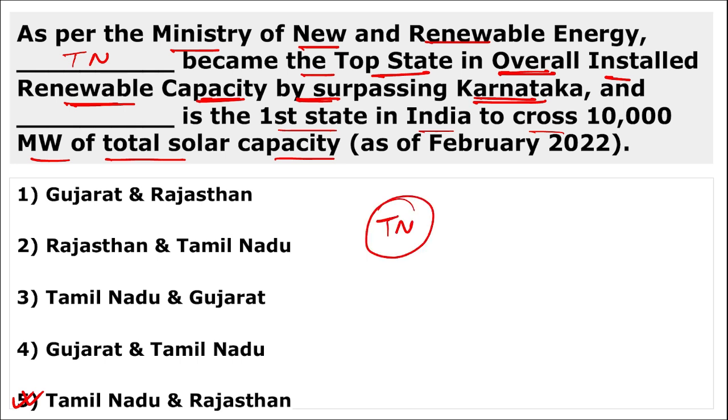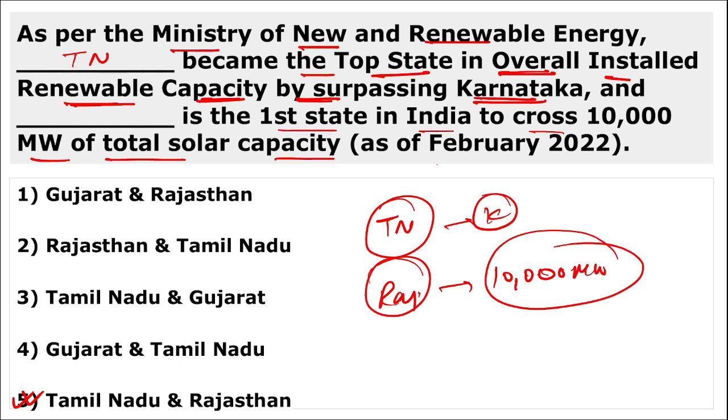Tamil Nadu has surpassed Karnataka and became the top state in overall installed renewable capacity, and Rajasthan is the state that has crossed a total of 10,000 megawatt of total solar capacity as of February 2022. So it is Tamil Nadu and Rajasthan, the correct option.